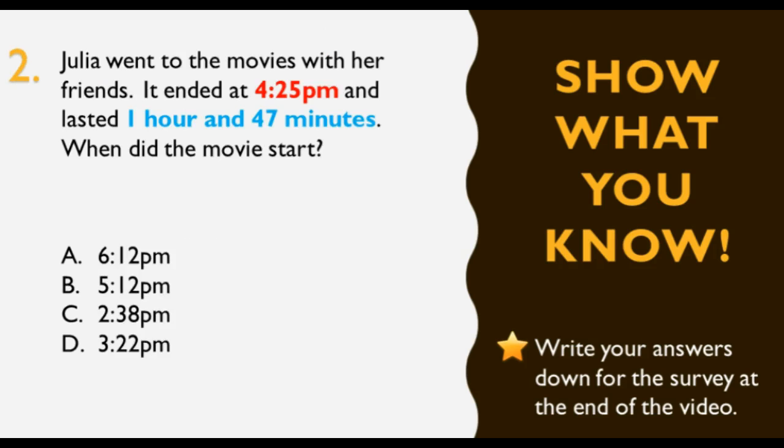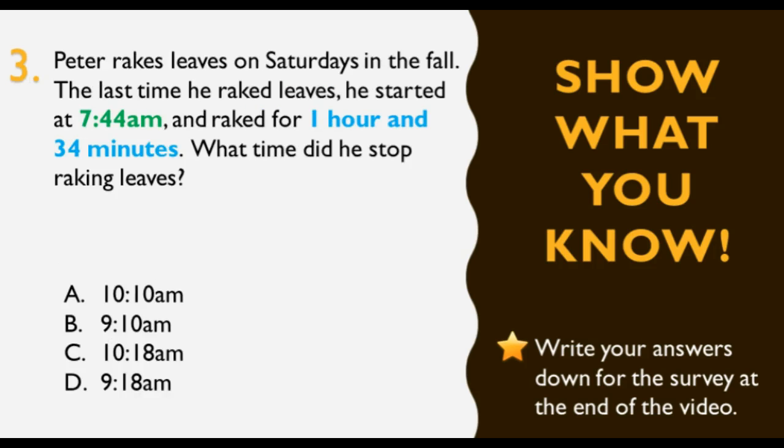Okay, number 2, go ahead, look at the color coding, read the story, think about it, use your worksheet, and solve this problem. Write down your answer for the survey at the end. And then finally, number 3. This is your last one. Go ahead, take your time, do your best, use your worksheet, press pause and press play when you're ready.